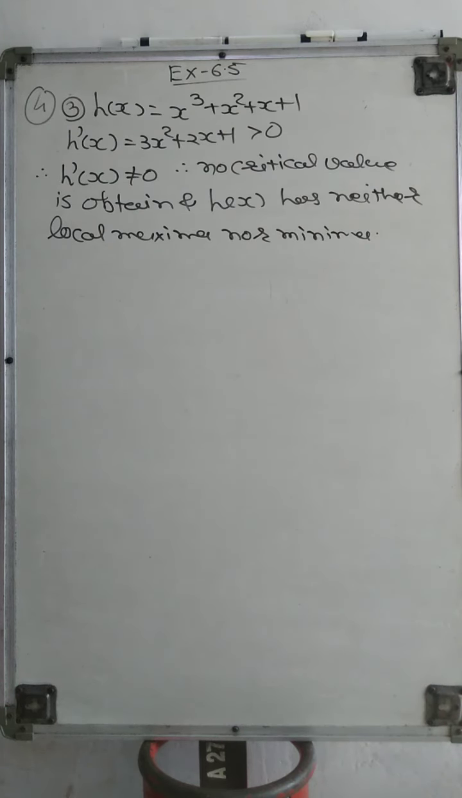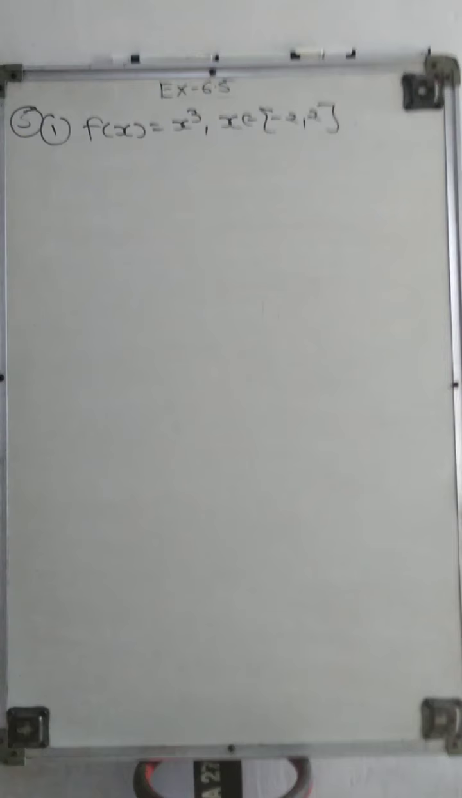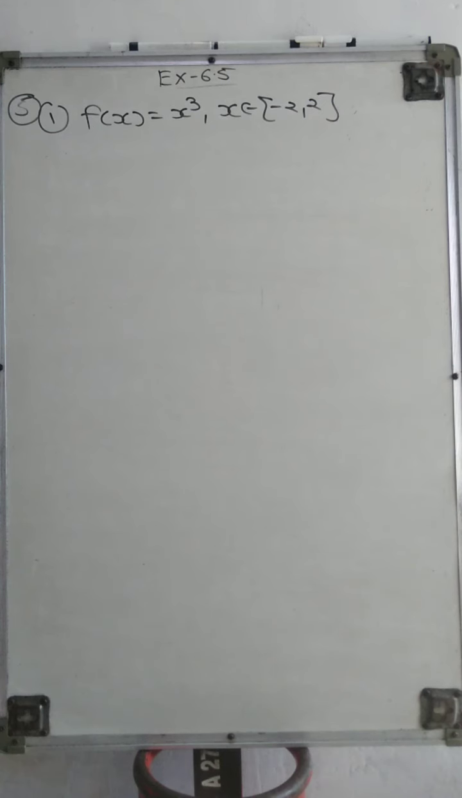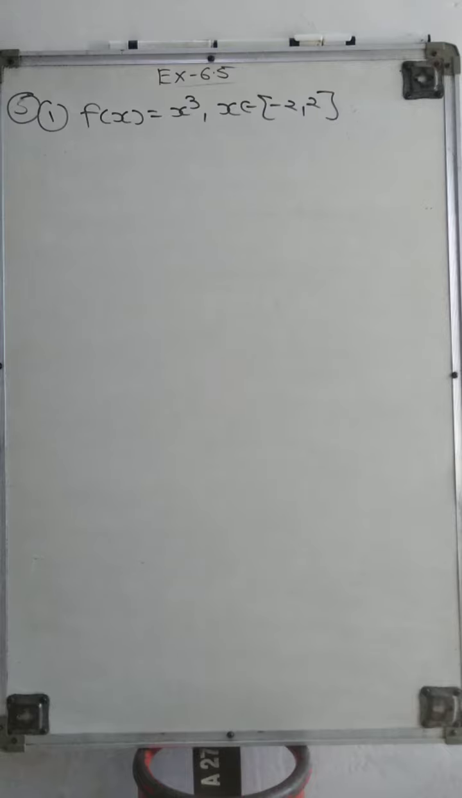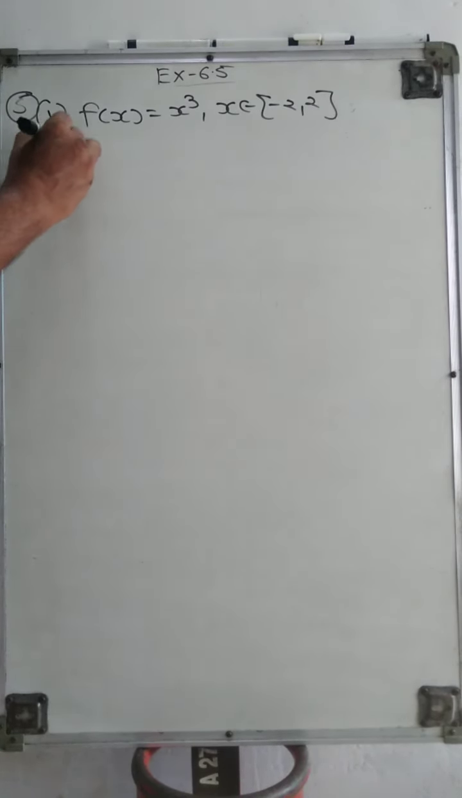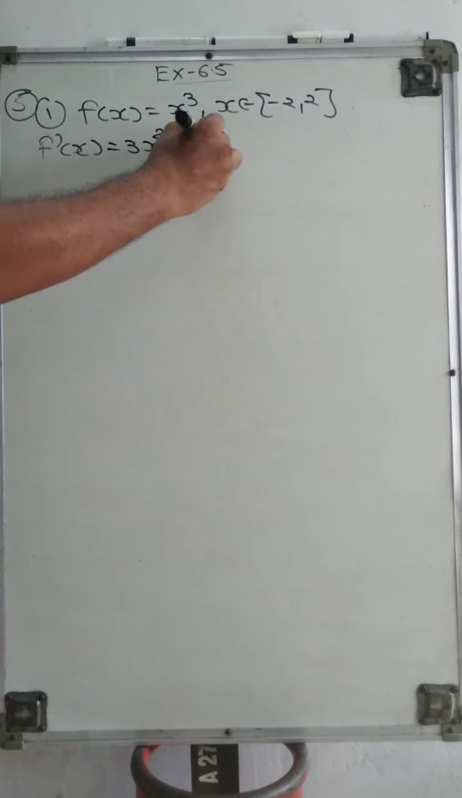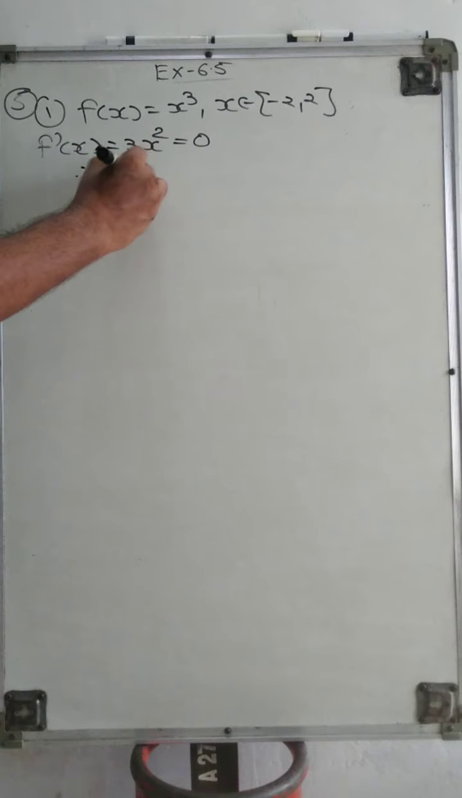Now we go for the fifth one. In this fifth one we want to find the absolute maximum value and absolute minimum value of the following function in the given interval. So here what we do, we want to find absolute, means global, maximum or global minimum. So first of all we find f dash x, which is 3x square, and put it equal to 0. Therefore x equal to 0.